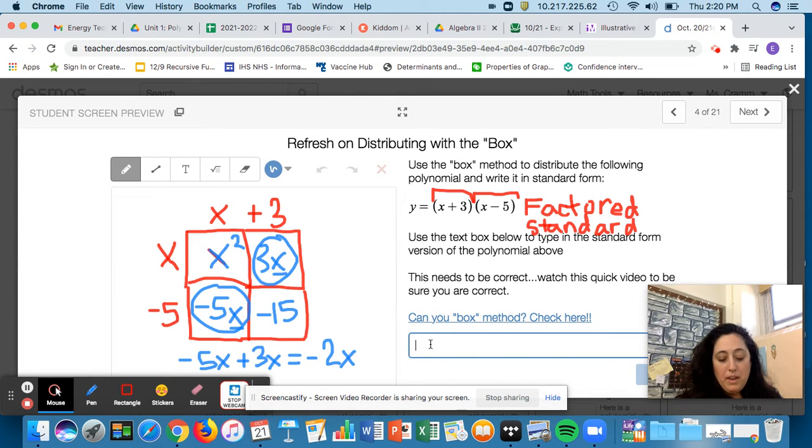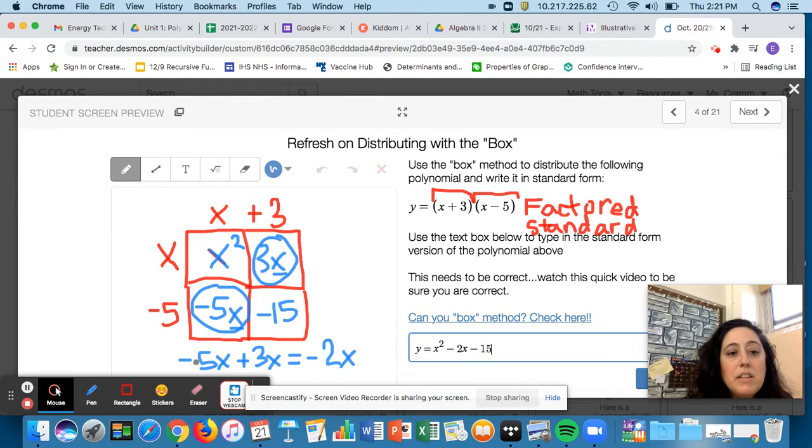y equals, oops, not plus, minus 2x. That's what I got when I combined. And then minus 15, because I see the 15 right here.